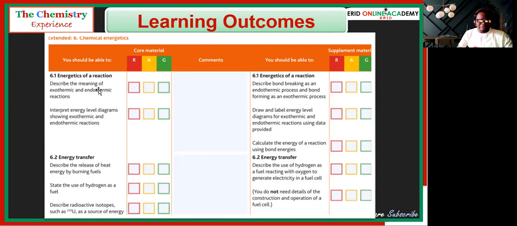You should be able to interpret energy level diagrams showing exothermic and endothermic reactions. Then you should be able to describe bond breaking as endothermic and bond forming as exothermic. You should be able to draw and label energy level diagrams for exothermic and endothermic reactions using data provided. And lastly, you should be able to calculate the energy of a reaction using bond energies. Okay, so describe the release of heat energy by burning fuels.